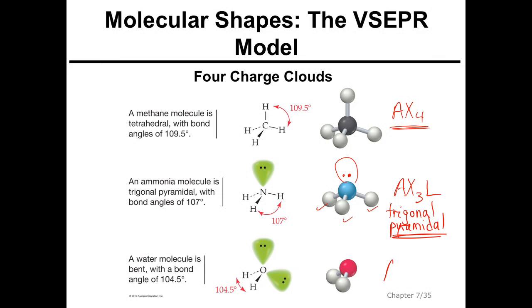And in this case, now you've got two things bonded to it and two lone pairs. The stereotypical case here is water. And this is just called bent.